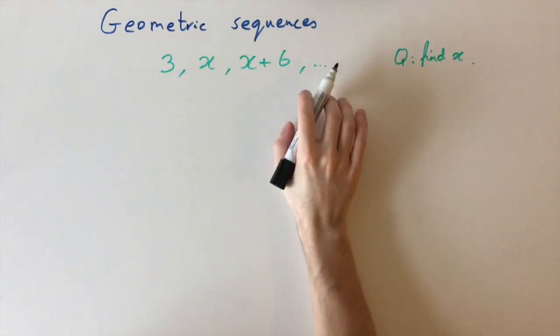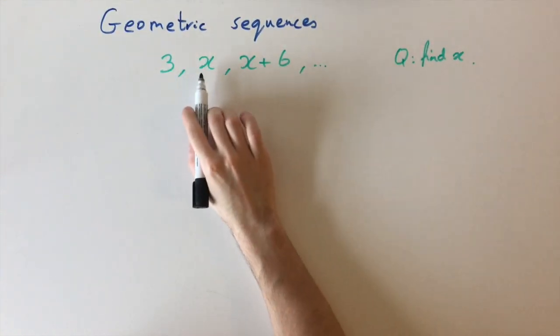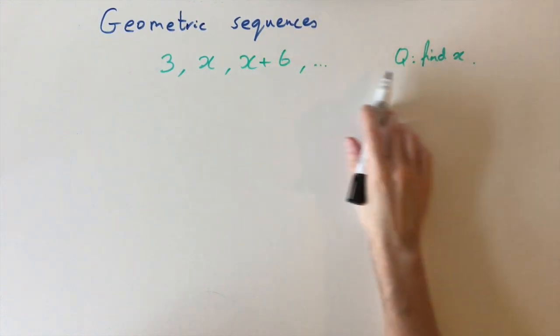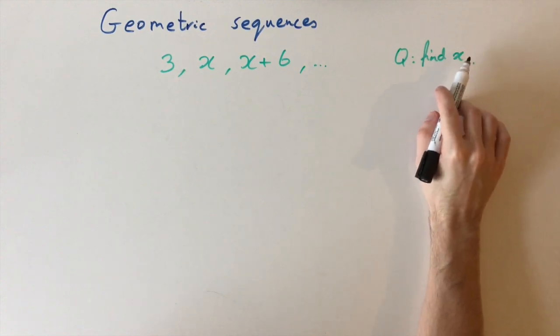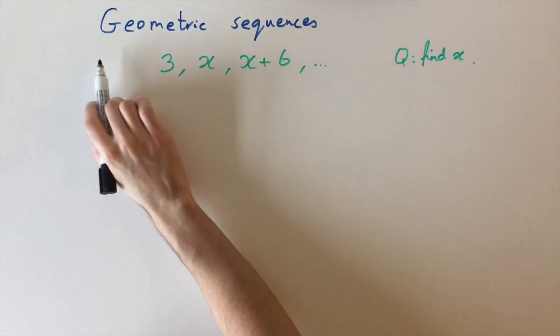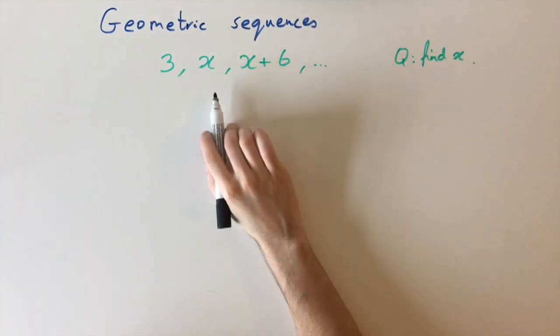We're given a geometric sequence, where the first 3 terms are given by 3, then x, which is a variable, and then the third term is x plus 6. The question is to find the possible values for x such that this is a geometric sequence. So we really need to understand what a geometric sequence is, and to solve this problem, we need to think about the common ratio.